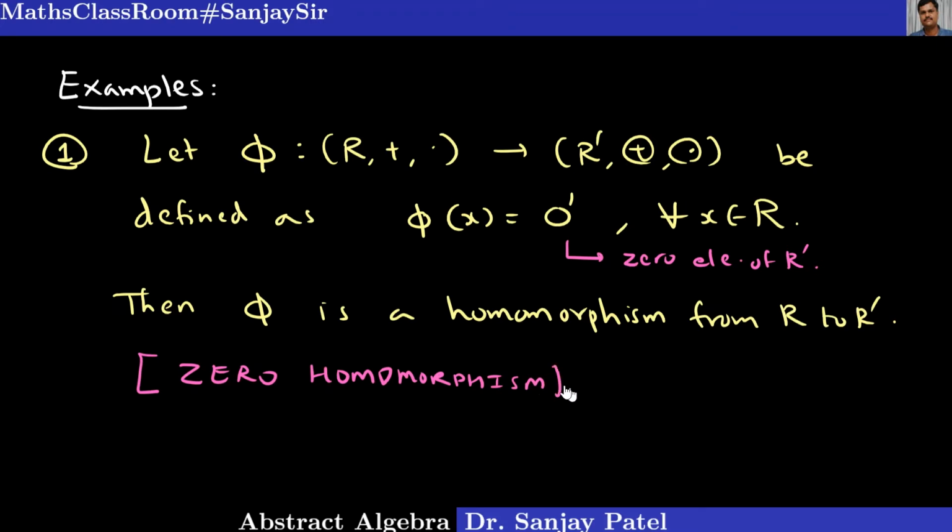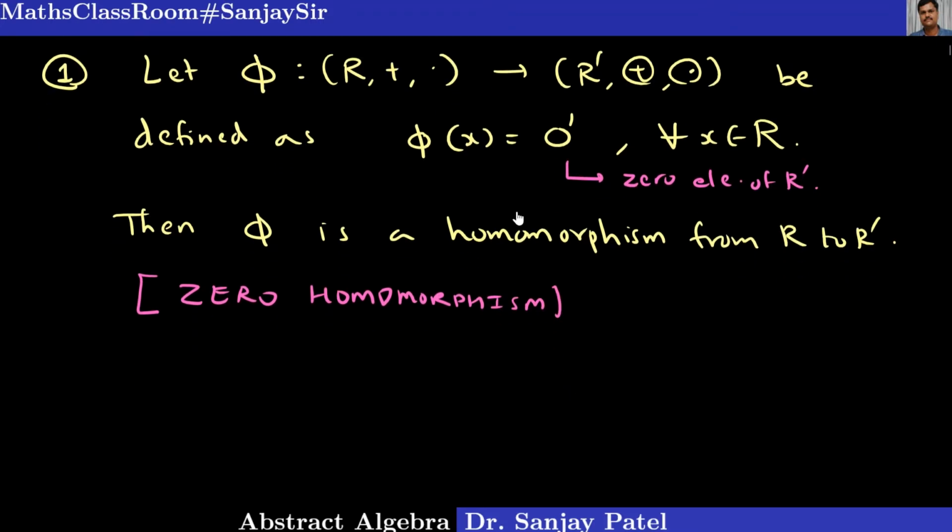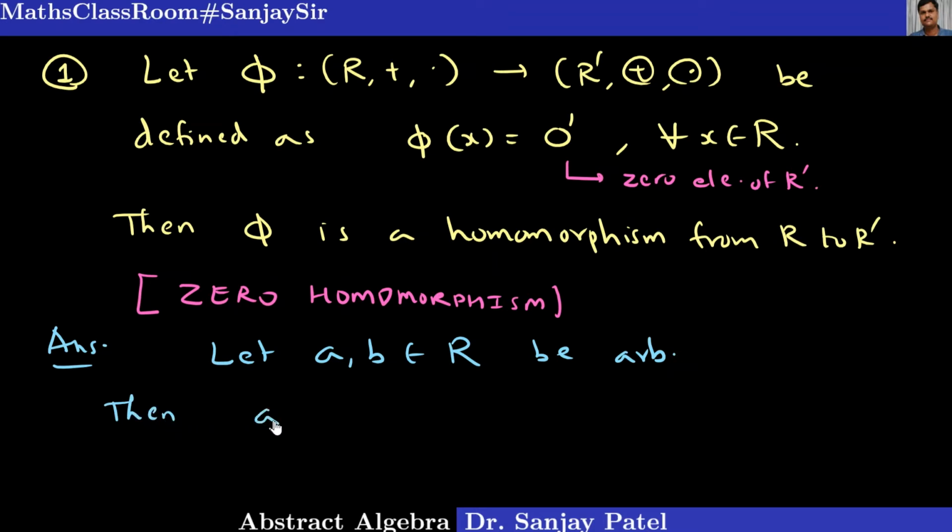Okay, the proof of the fact that this is a homomorphism is very simple. We just need to check the two conditions. So I will be writing directly. I will start with any two elements in the domain ring, let a and b belong to R be arbitrary. Then we know that a plus b and a dot b both belong to R.